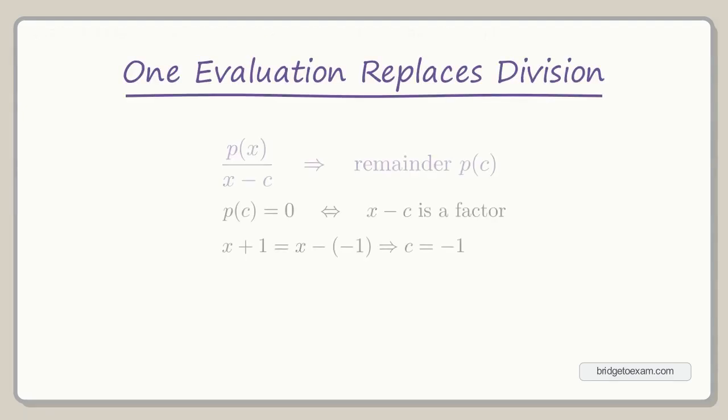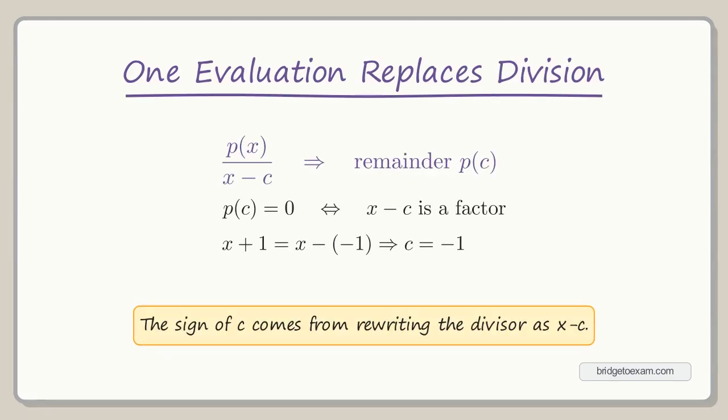The remainder theorem is a shortcut with a big payoff. When a polynomial p of x is divided by x minus c, the remainder is p of c. If p of c equals 0, then x minus c is a factor.